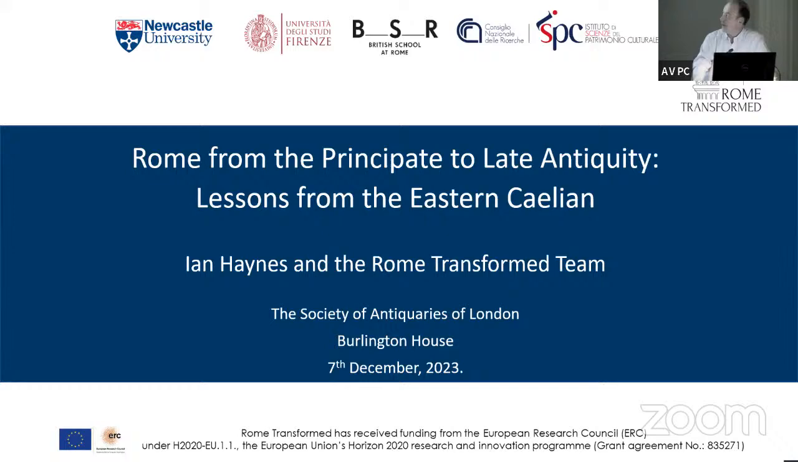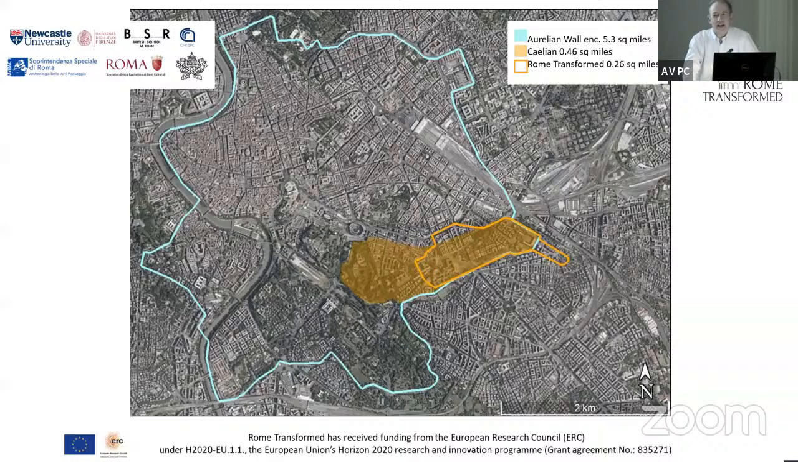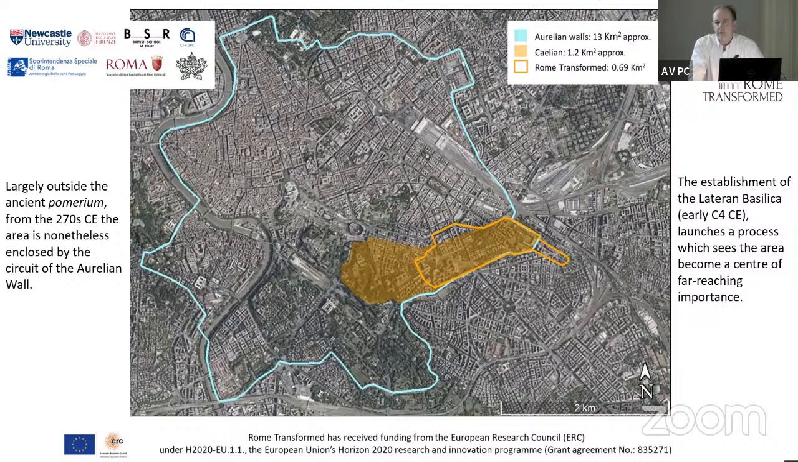Right. A little bit in terms of context. Rome Transformed is a 4 or 5 year project, actually, 4 years in the southeast of ancient Rome, focusing on the Caelian Hill, particularly the eastern part of it. Why this area? It's extremely important when we think about the history of Rome, because it is actually a space that is outside the ancient Pomerium, largely outside the ancient Pomerium, at the start of the period we are studying, that is the Principate, around about the first century CE. But it becomes, I would argue, the central place in Rome by the 8th century.